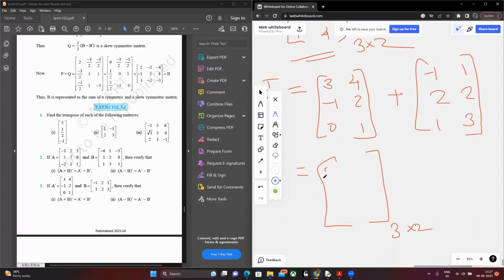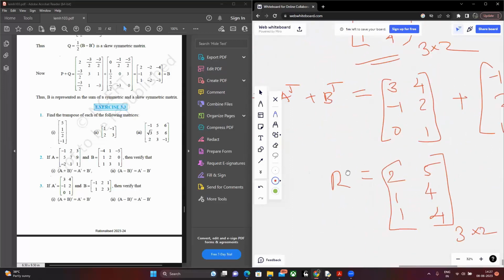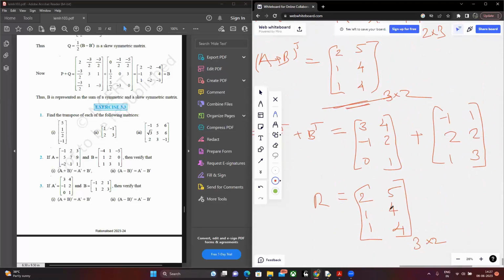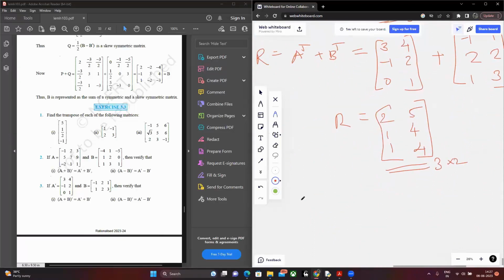And you're going to have the elements 2, this is going to be 5, this is 1, this is 4, this is going to be 1, and again, this is going to be 5. Check that, right? And you can see that this matrix is going to be equal to this matrix, right? Therefore, LHS is equal to RHS, therefore, verified.